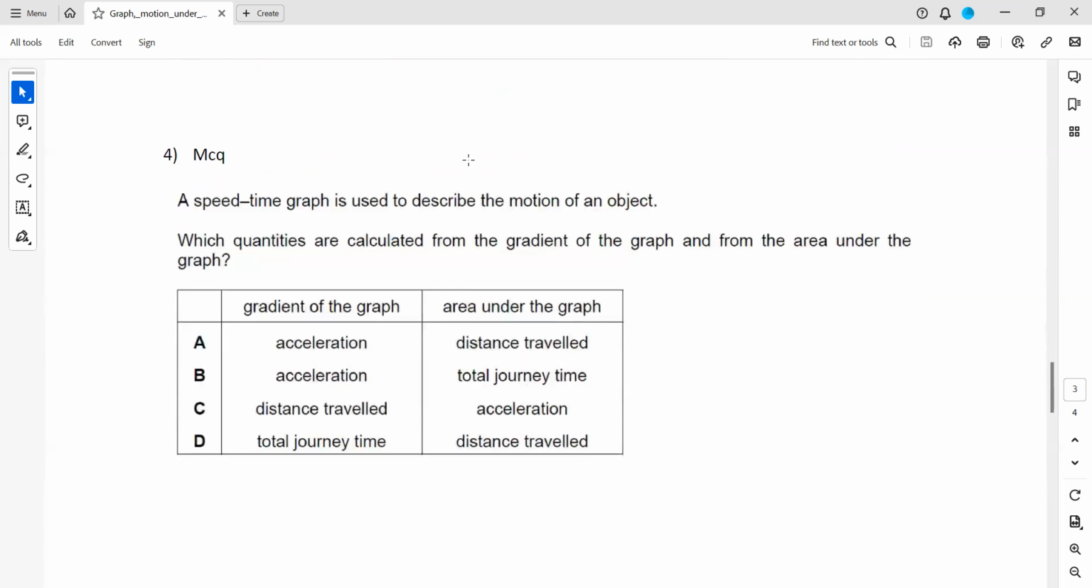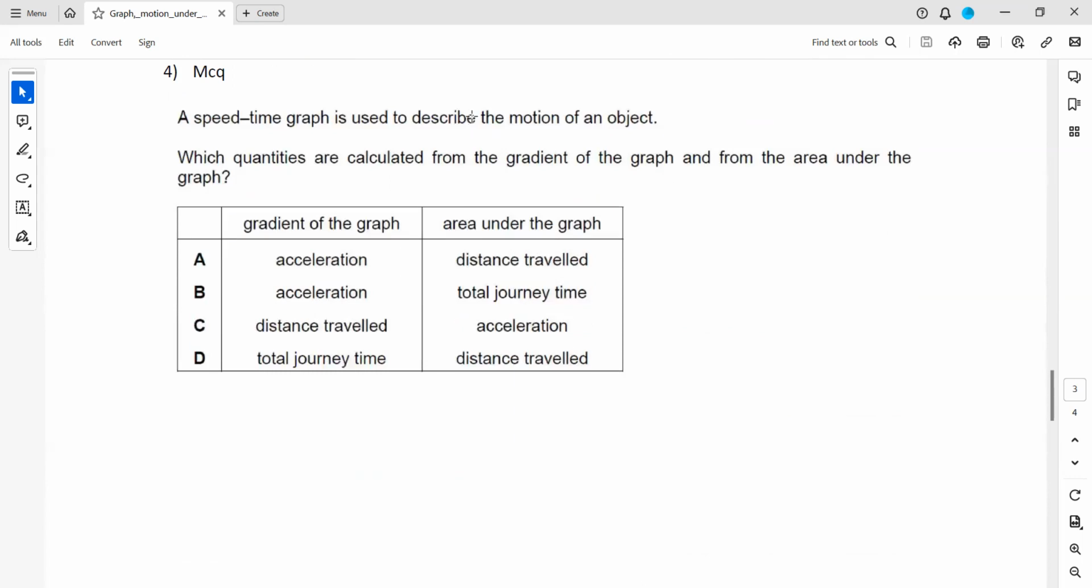The speed time graph is used to describe the motion of an object. Which quantities are calculated from the gradient and the area under the graph? So if you have a speed time graph, and we calculate the gradient of a speed time graph. What the gradient gives us: we take 2 points, x1, x2, y1, y2. What does it give us? It gives us the acceleration.